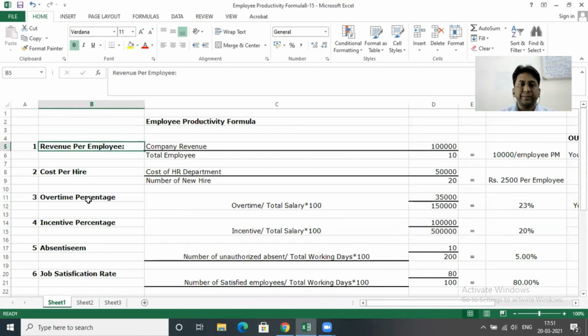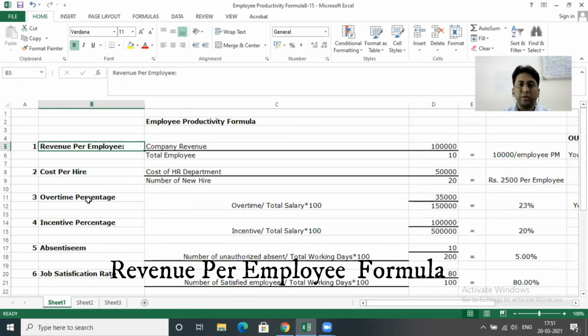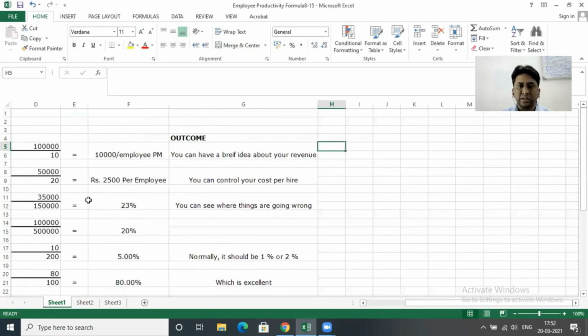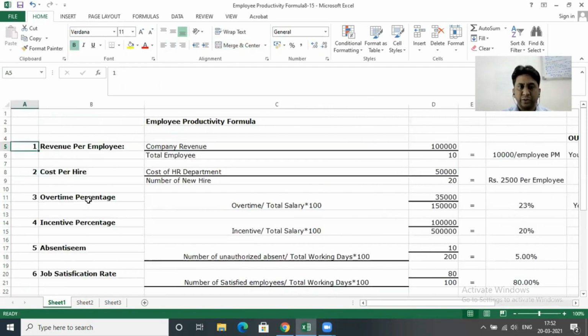The first formula is revenue per employee. If you want to calculate your revenue per employee, the formula is very simple. You have to divide the company's revenue by the total number of employees. For example, your company revenue is 1 lakh and your employee strength is 10. So 1 lakh divided by 10, that is 10,000 per employee is your revenue. With this, you will come to know certain statistics about your company revenue.